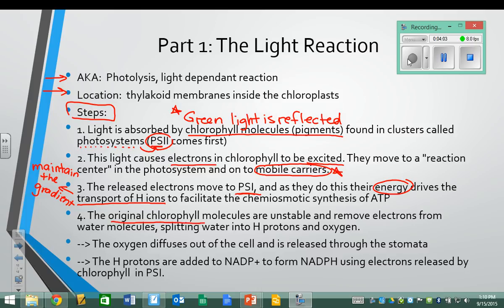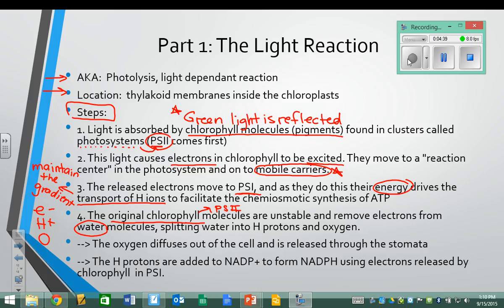Now the original chlorophyll molecules, those are the ones in photosystem 2. They're unhappy and unstable because they lost some electrons. So they get their electrons from water molecules. So I'm going to take a water molecule, I'm going to split it up into electrons, hydrogen ions, and oxygen. And so one of the things that I would ask on a test is, what happens to each piece of the water? Where is it all going?